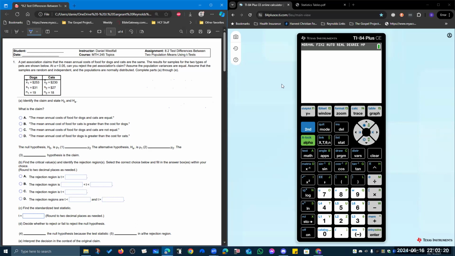Assume that the population variances are equal. It's going to be important. That's going to tell us how to find our degrees of freedom in this problem. Assume that the samples are random and independent, and that the populations are normally distributed. Complete parts A through E.